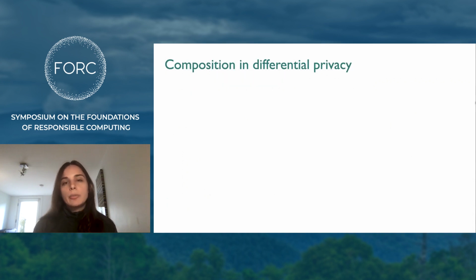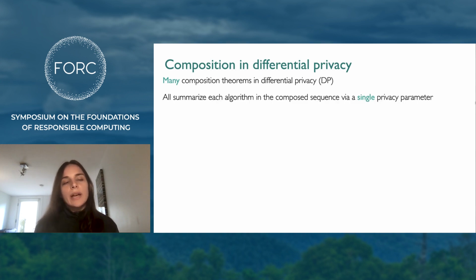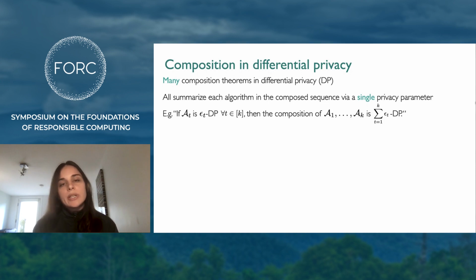And specifically, we will be focusing on differential privacy. And there are really many composition theorems in the literature on differential privacy. And while they differ in certain aspects, they generally also share one limitation. And that is the fact that all of them summarize each algorithm in the composed sequence using a single privacy parameter. So a typical composition theorem in the literature could look something like this.